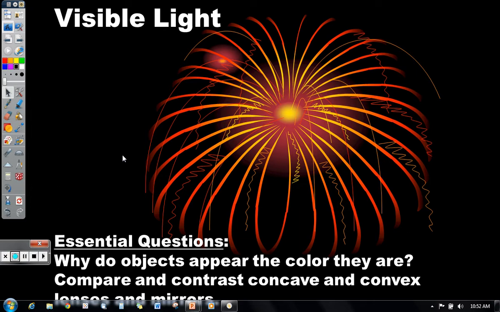And the second half, which we'll get into tomorrow, we will go back and look at your light ray lab and talk about convex and concave lenses, and convex and concave mirrors, and the effect they have on this light, our light rays.